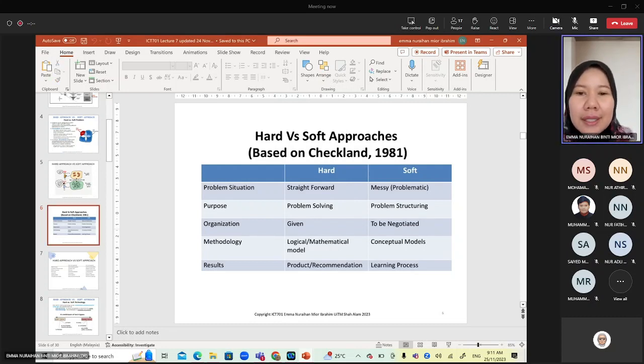Organisation. Okay. Given maksud dia objective is given and everything. Okay, itu dah. Methodology, okay, logical mathematical model, yes, hard problem when you talk about computing, computer science ni, ataupun you come up with a system ni, scientifically you follow the computer science paradigm lah. So logic, you buat system, you kena fikir logic kan. Kalau solve problems ni, mostly conceptual model.